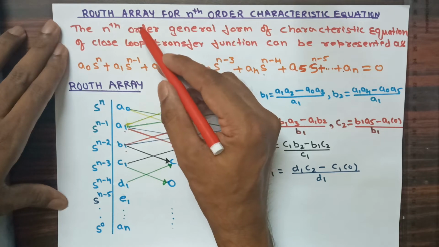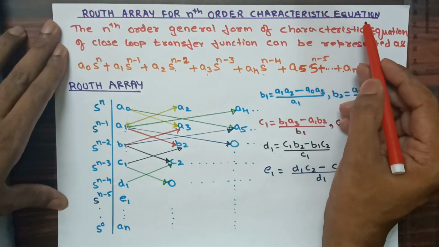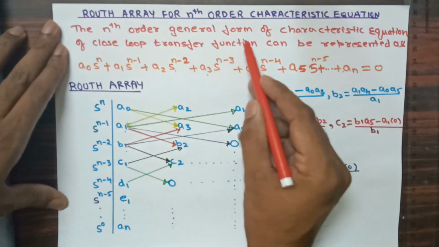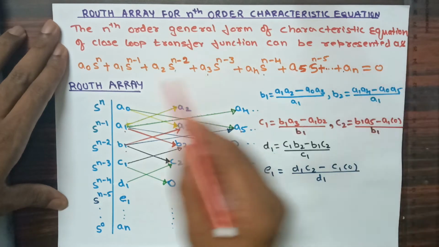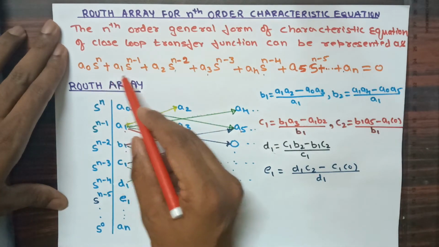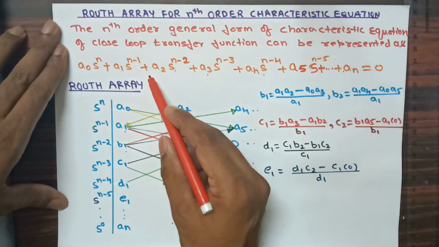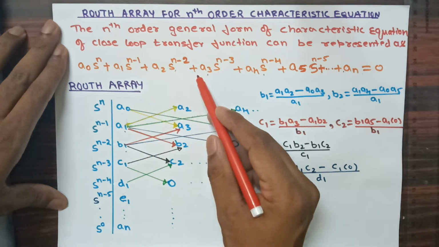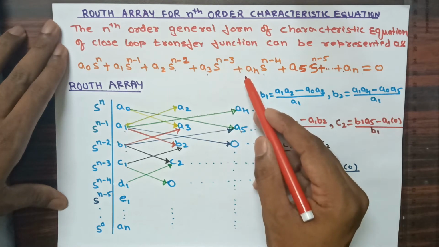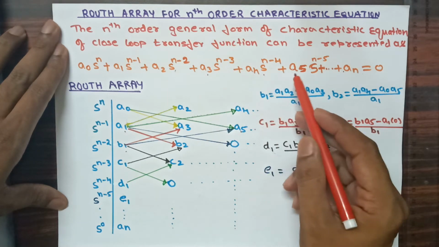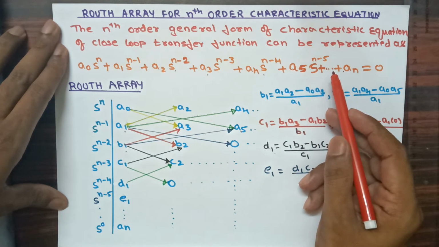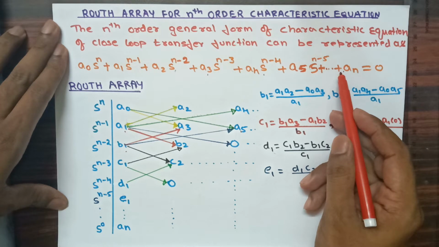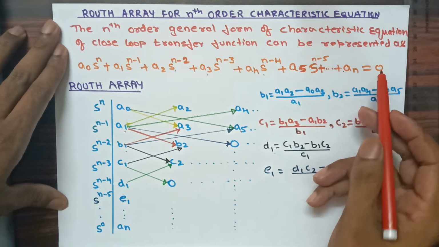Today we are going to discuss Routh array for nth order characteristic equation. The nth order general form of characteristic equation of closed loop transfer function can be represented as a0 into s to the power n plus a1 into s to the power n minus 1 plus a2 into s to the power n minus 2 plus a3 into s to the power n minus 3 plus a4 into s to the power n minus 4 plus a5 into s to the power n minus 5 plus, in this way the terms increase depending upon the order of the characteristic equation, and ends with plus an is equal to 0.